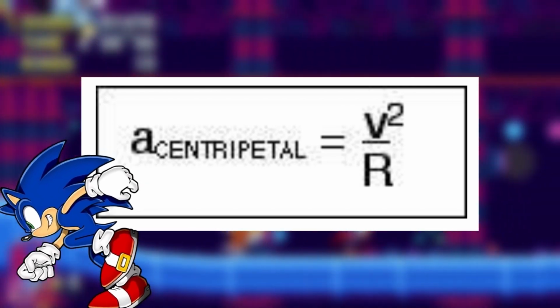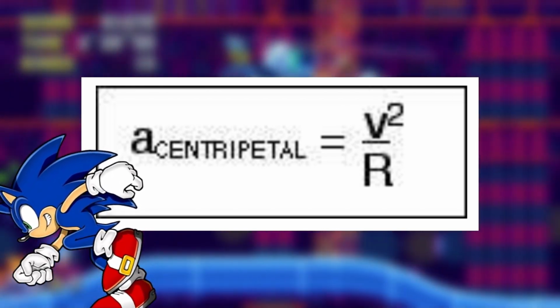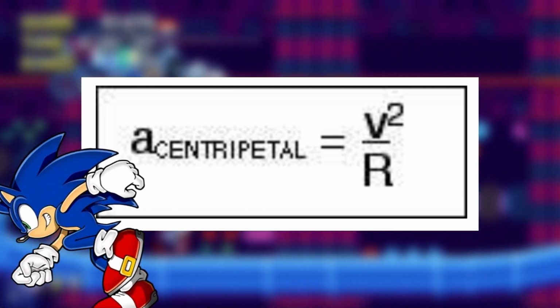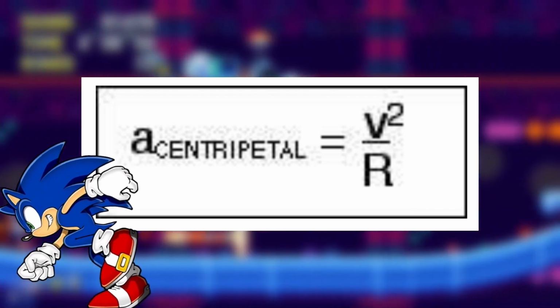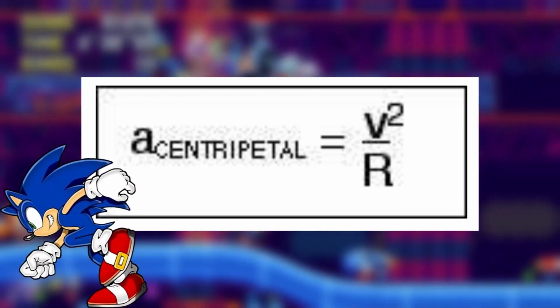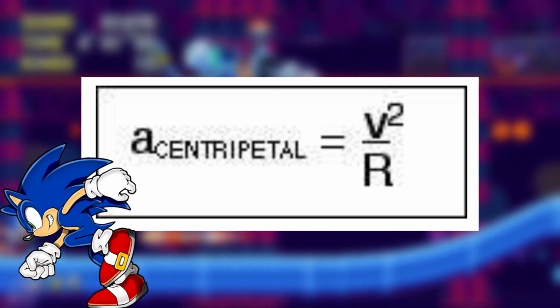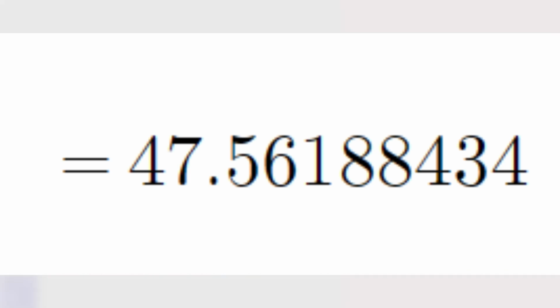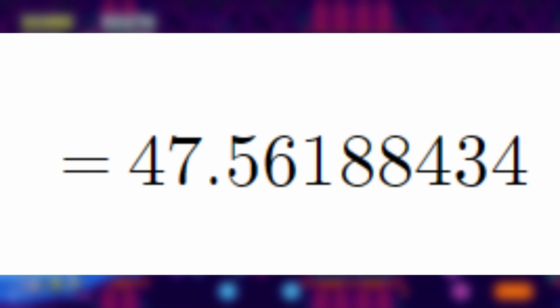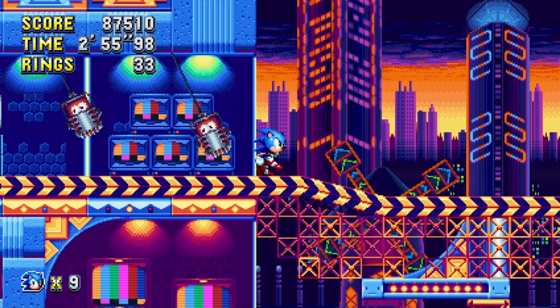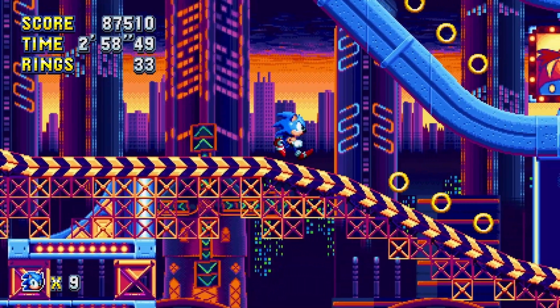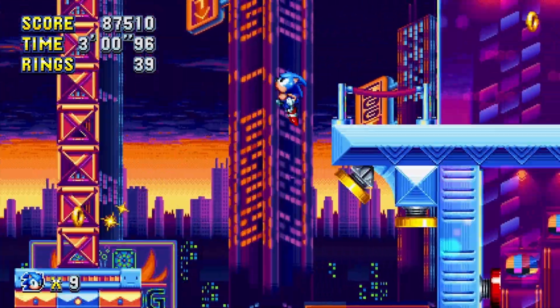By plugging in the speed of 29.67 meters per second and the radius of 1.88928 meters, the centripetal acceleration comes to around 466.1 meters per second squared. And finally, dividing it by gravity gives us the final result of, drumroll please, 47.6 Gs of force. Wow, this is how much force Sonic will be experiencing as he goes through the loop. It is nearly 50 times the force of gravity, felt in just 0.4 seconds.